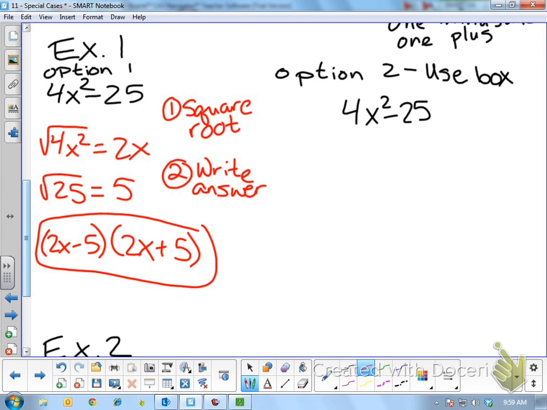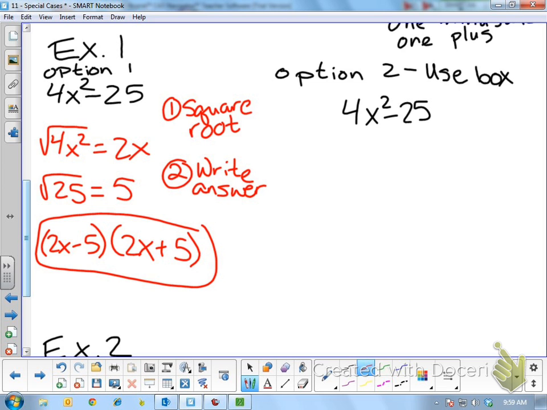So the square root method when we're doing difference of squares is by far shorter. It's the quicker method. But sometimes we forget these special cases. Sometimes when we're going through a problem, we can't identify, oh, this is a difference of squares. So I can still do this problem using the box method. I can do almost any factoring problem using the box method.